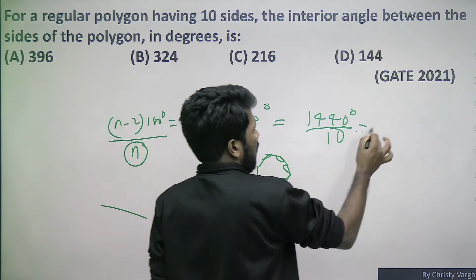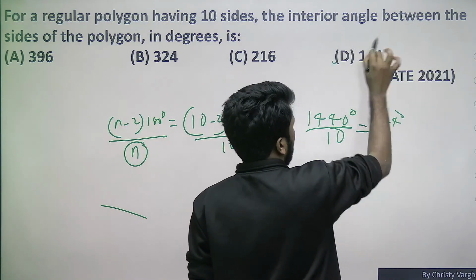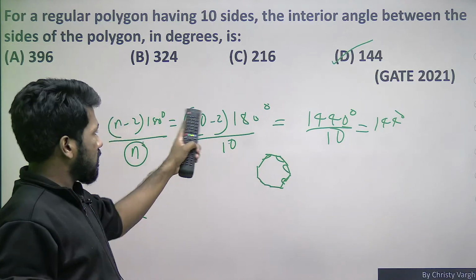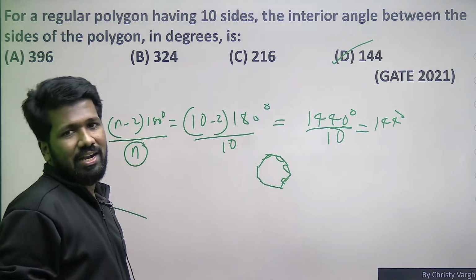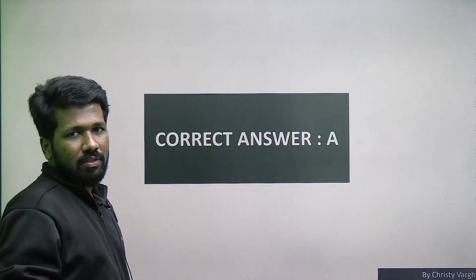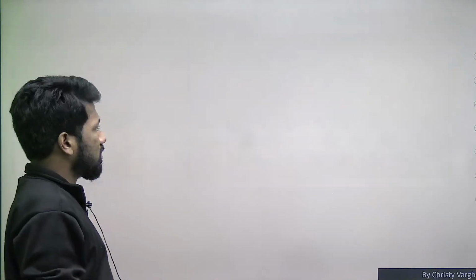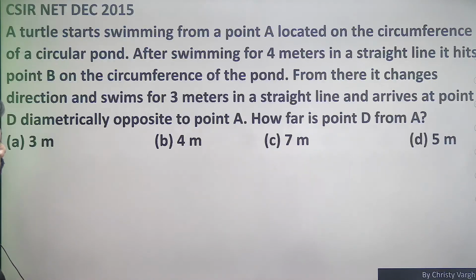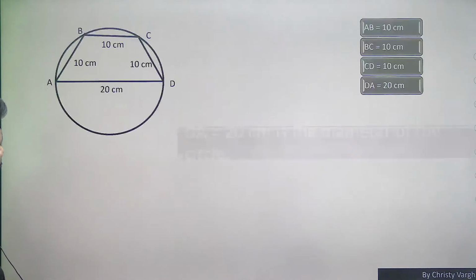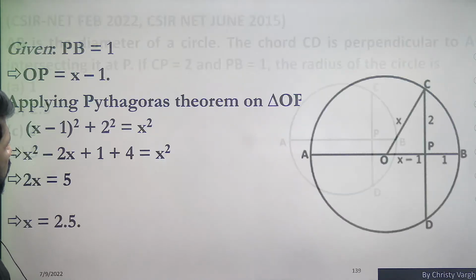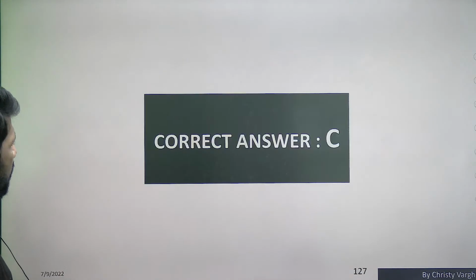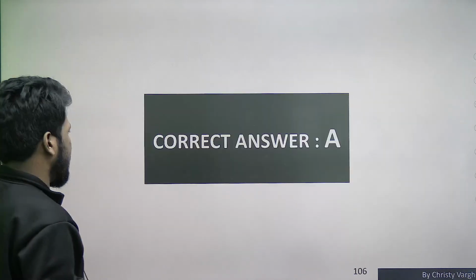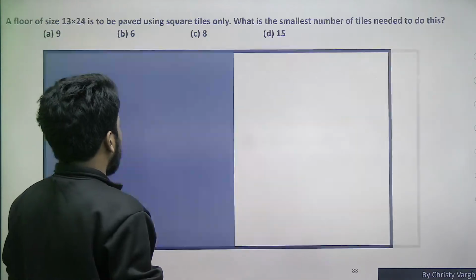So in this question 144 is the answer. Most of you already got it. Since it is 10-sided, we did 10 minus 2. If it was 6-sided, we would do 6 minus 2 into 180 divided by 6, because each angle will be 1 by 6 of the total sum. Coming back to the formula, the third formula is also clear. Again I am reiterating, only for a regular polygon can you divide by n, but for any polygon the sum of interior angles is n minus 2 into 180 degrees. That is correct.